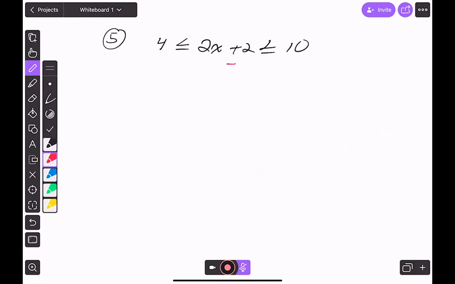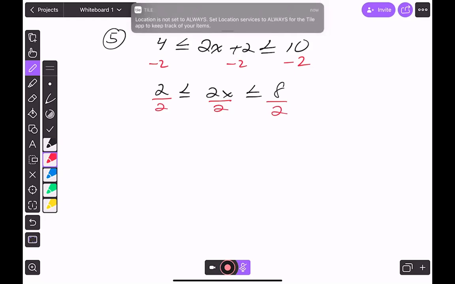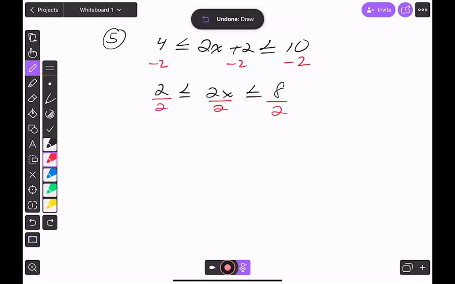I'm going to subtract 2 from all sides. This is a compound or double inequality. And what would you get? 2 is less than or equal to 2x, which is less than or equal to 8. I'm going to divide all sides by 2. 2 is a positive number. It has no effect on the inequality. And what would you get there? 1 up to 4. Whoops, I didn't do that. Go backwards.